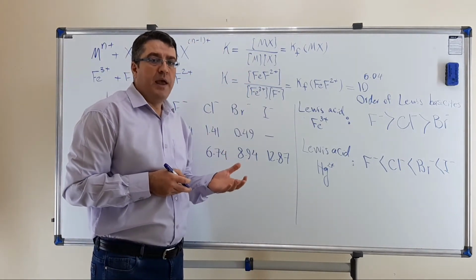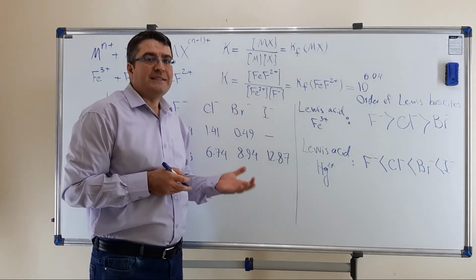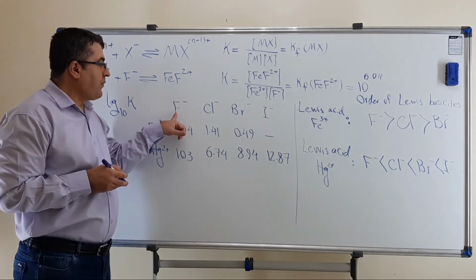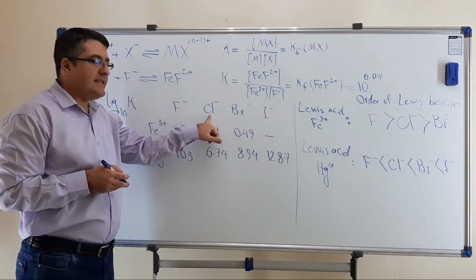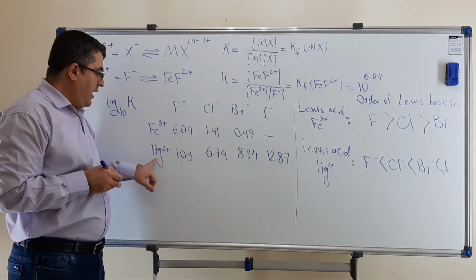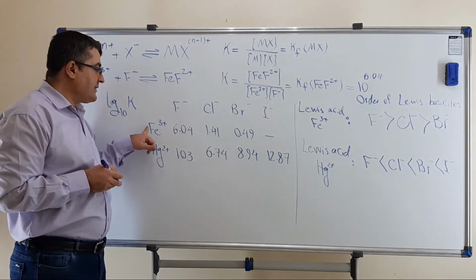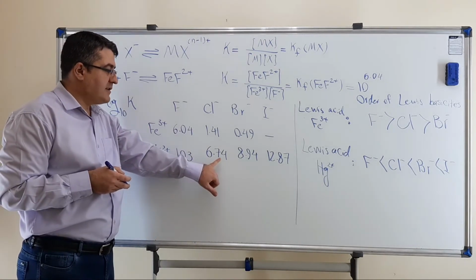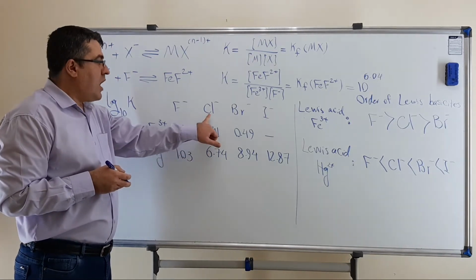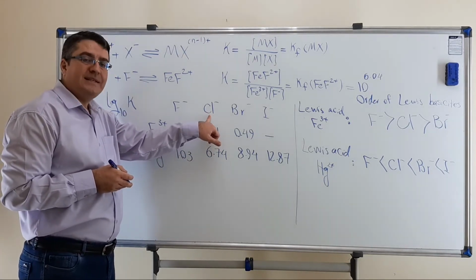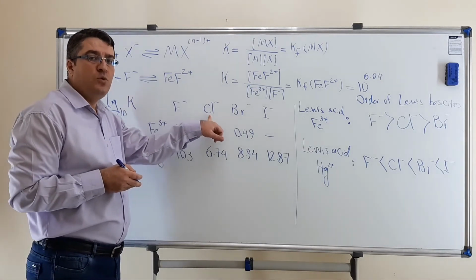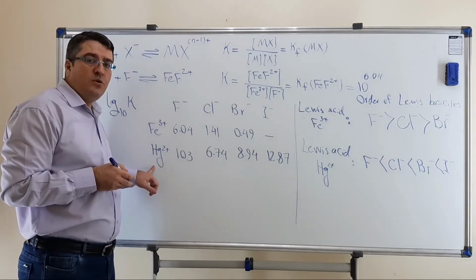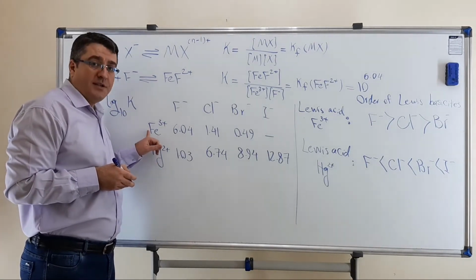We can also compare the order of Lewis acidities. For example, in reaction with Lewis base Cl-, Hg2+ acts better than Fe3+, since its value of formation constant is bigger. So, towards Lewis base Cl-, or when the reference Lewis base is Cl-, Hg2+ is a stronger Lewis acid than Fe3+.